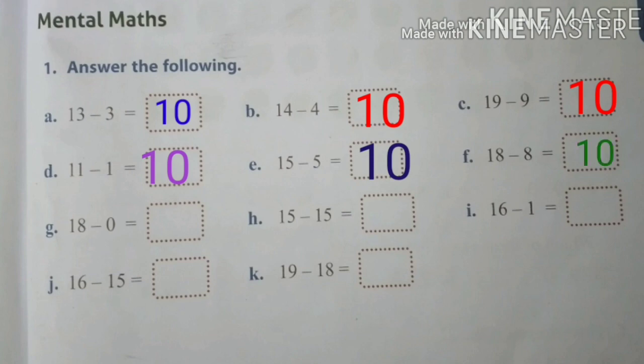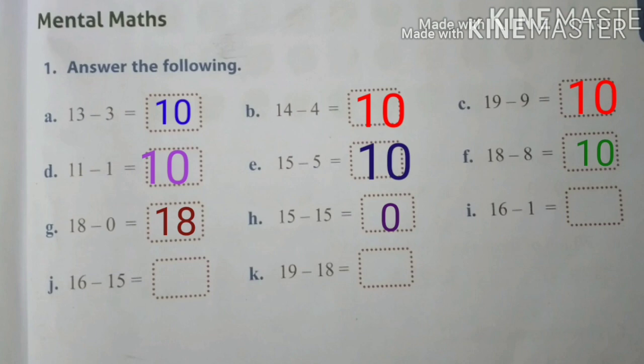Okay, children? I hope you have understood how to find out the answer. Let's move to the next problem. 18 minus 0. We know if we subtract 0 from any number, the number will be the answer. That is 18 minus 0 is equal to 18. Okay. Then the next problem 15 minus 15. Here the two numbers are same. We know when we subtract a number from itself, 0 will be the answer. So 15 minus 15 is equal to 0.